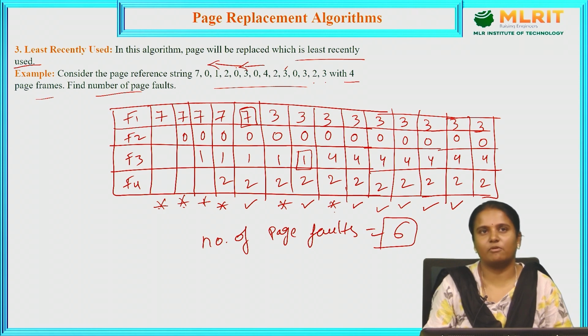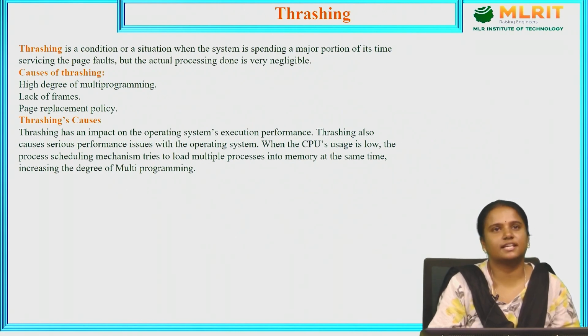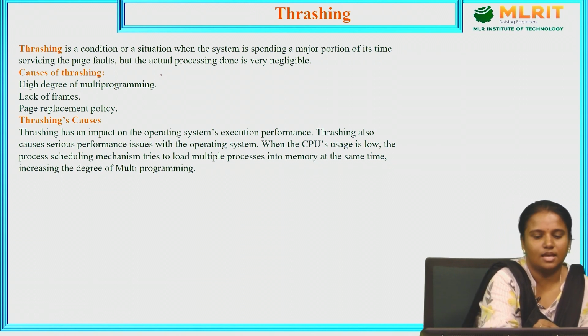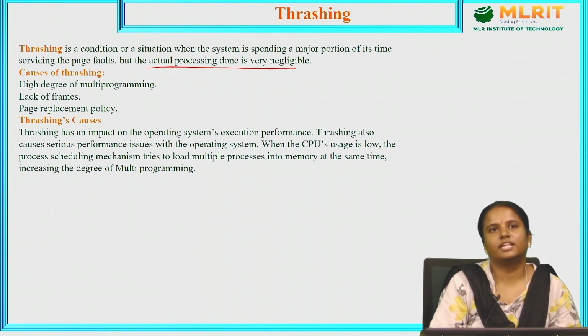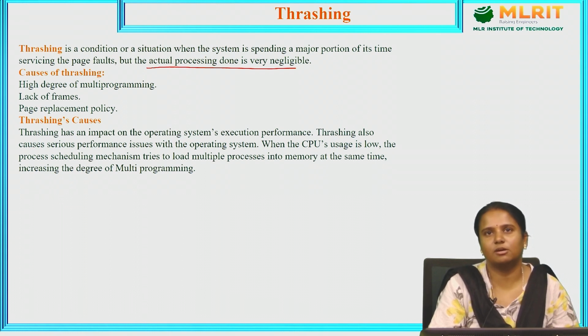Next, let us see about thrashing. Thrashing is a condition or a situation when the system is spending a major portion of its time servicing page faults, but the actual processing done is very negligible. So thrashing is a situation where the system spends a major portion of its time servicing page faults.